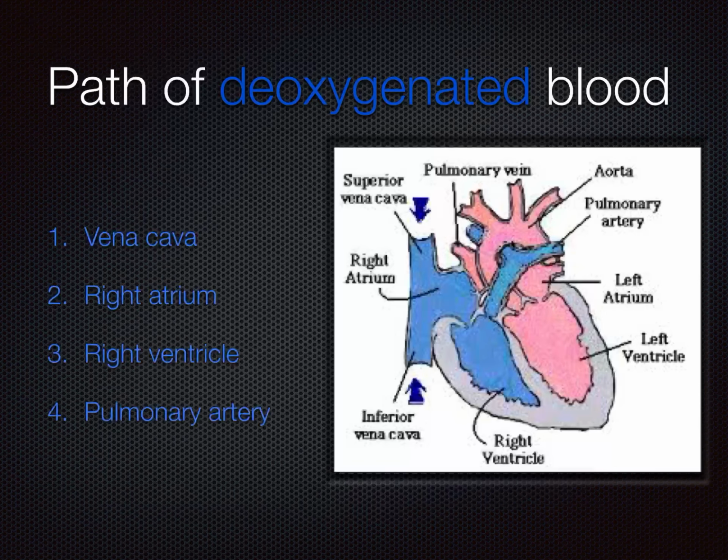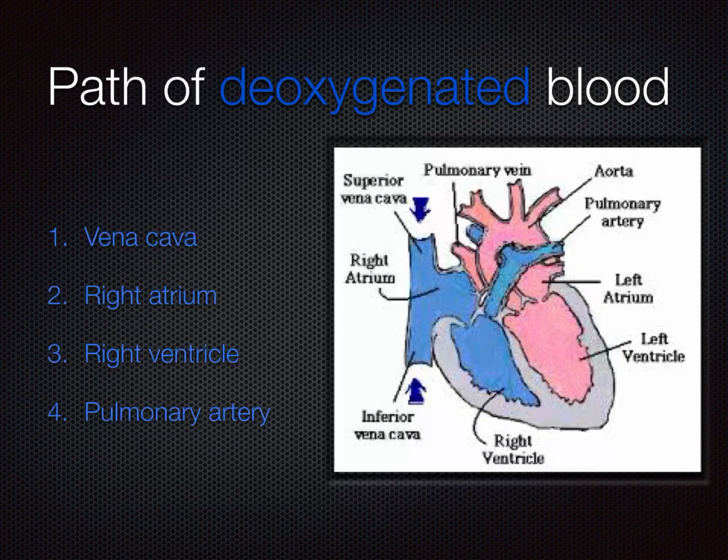We call it the pulmonary artery. Pulmonary just means lungs. So whenever the blood vessel is going to the lung, it's going to have pulmonary in its name. If it's going away from the heart, it's the pulmonary artery. So you need to know this pathway. Vena cava, right atrium, right ventricle, pulmonary artery.